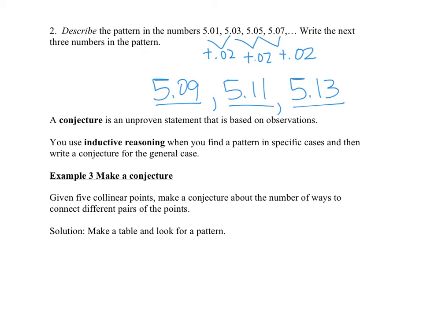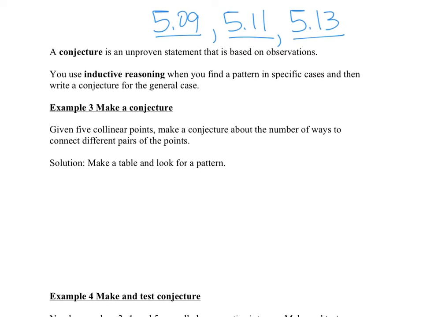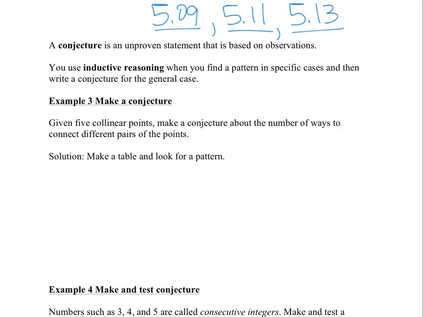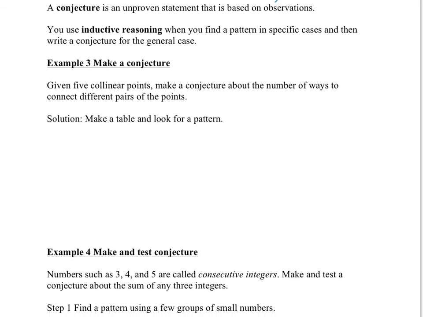A conjecture. A conjecture is an unproven statement that we just make based on observations. We use reasoning when we find a pattern in specific cases, and then we write a conjecture for the general case. So we're going to write a conjecture. If we're given 5 collinear points, make a conjecture about the number of ways to connect different pairs of the points. Okay, so the first thing I need to do is make a table.